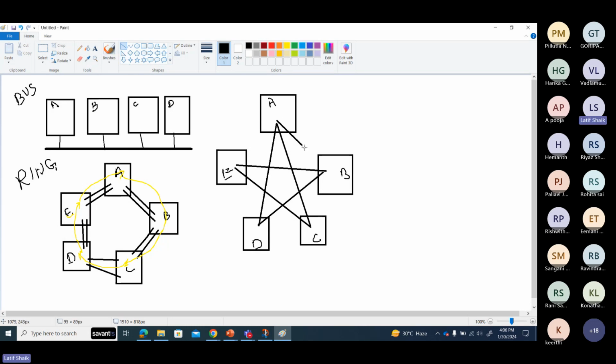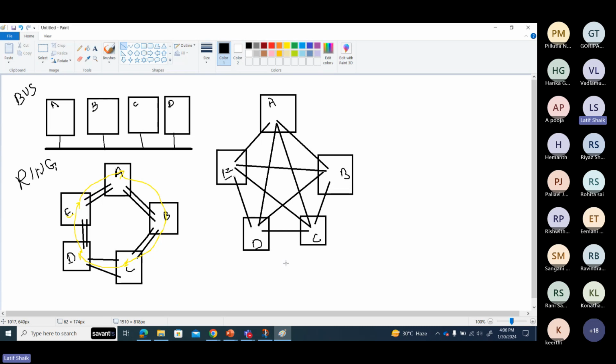So A is connected to B, A is connected to C, A is connected to D. B is connected to A, B is connected to C, and B is connected to D. Same thing, C is connected to D, E, A, and B. Like this. Every device is connected to all other devices.